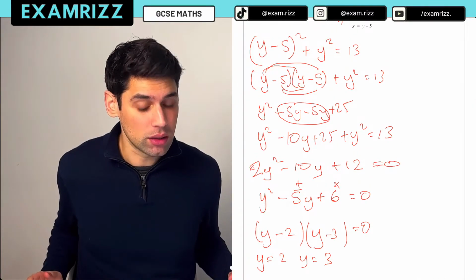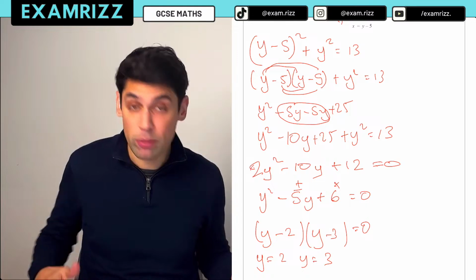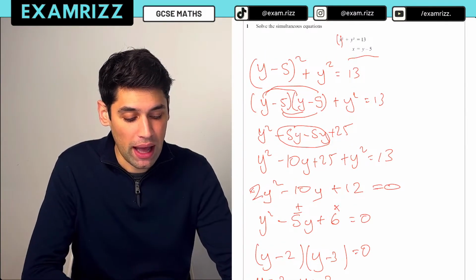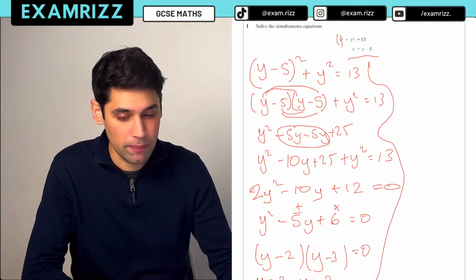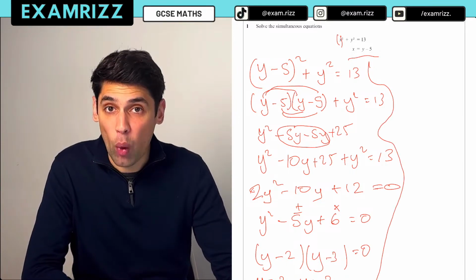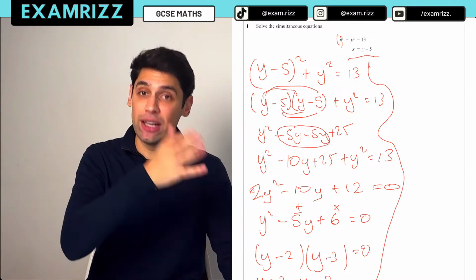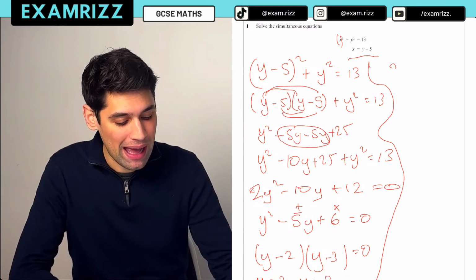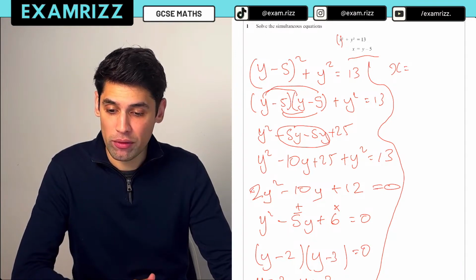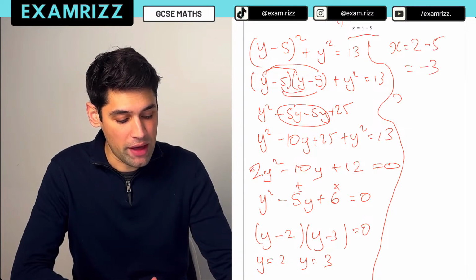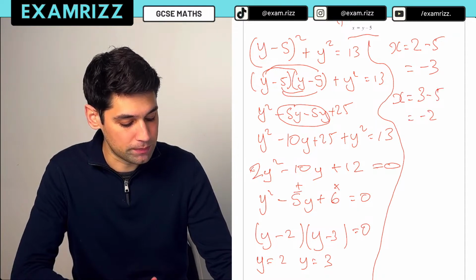Unfortunately, we're only halfway to the answer. We've got the y equals 2 and y equals 3, but we haven't found what x is. Thankfully, we've got our original equations all the way up at the top here. And we're told that x equals y minus 5. So we have two y answers. Let's use each of those to get an equivalent x value. So x equals, remember one of our y values was 2, so 2 minus 5, which is minus 3. And the other option is x equals 3 minus 5, which is going to be minus 2.